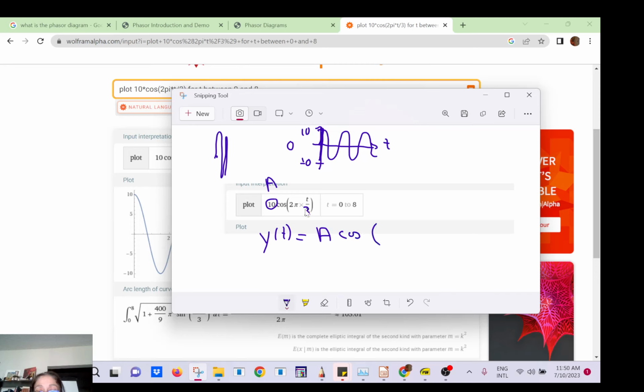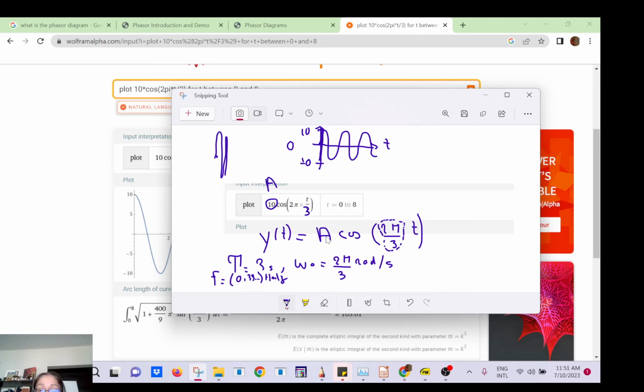Cosine 2 pi over 3 times the time, and the period is 3 seconds. So did you guess what that coefficient is? That coefficient is just the angular frequency, 2 pi over 3, and the unit is going to be rad per second. Now, if you want to find just the frequency, it's going to be 1 over 3, so 0.333 hertz, which is cycles per second.